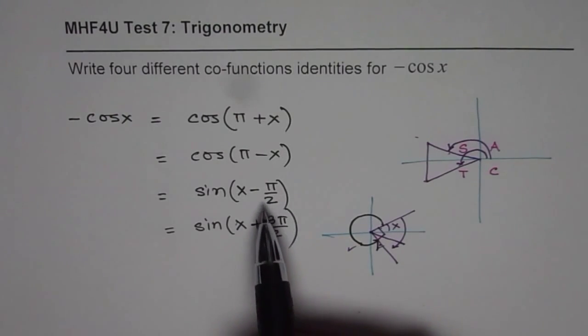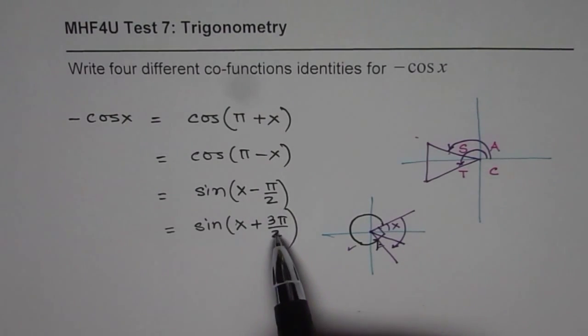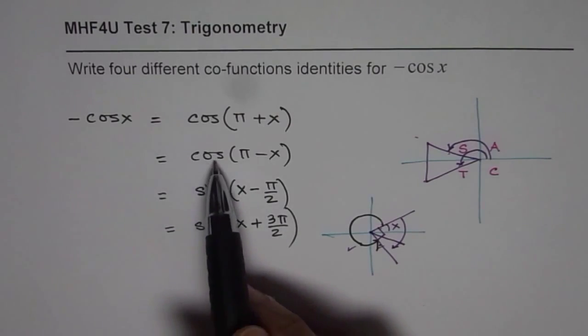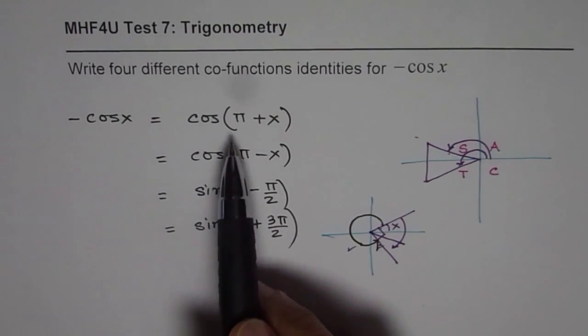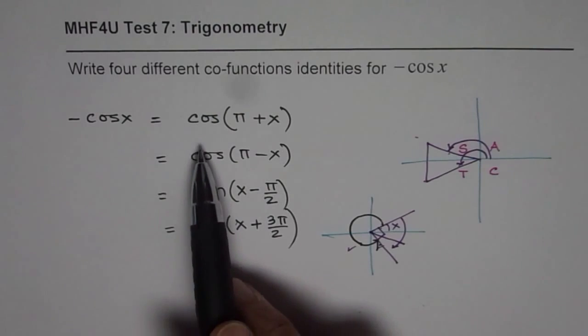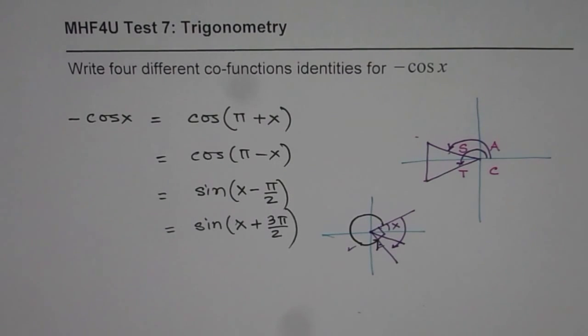So whenever you take away the angle from pi by 2 or 3 pi by 2, sine becomes cos. But when you do so from pi, cos remains cos. So these are equivalent expressions for minus cos x. I hope that helps. Thank you.